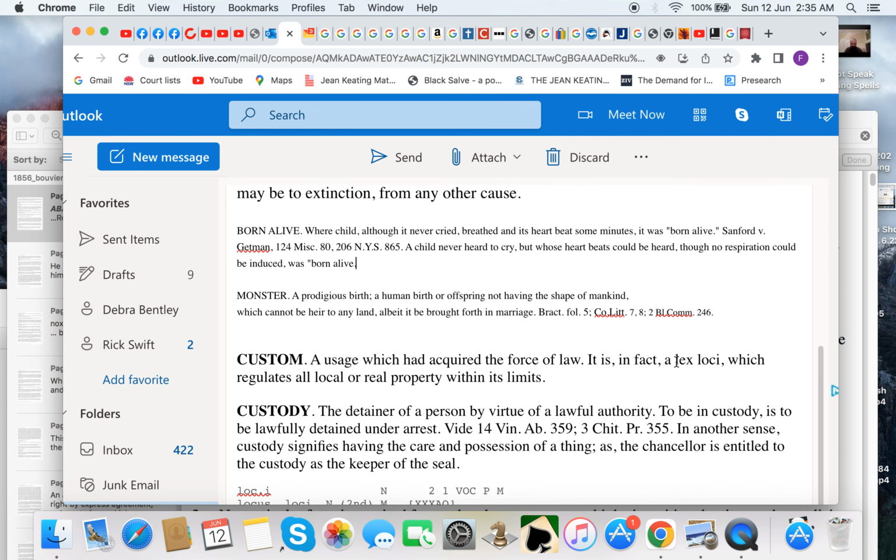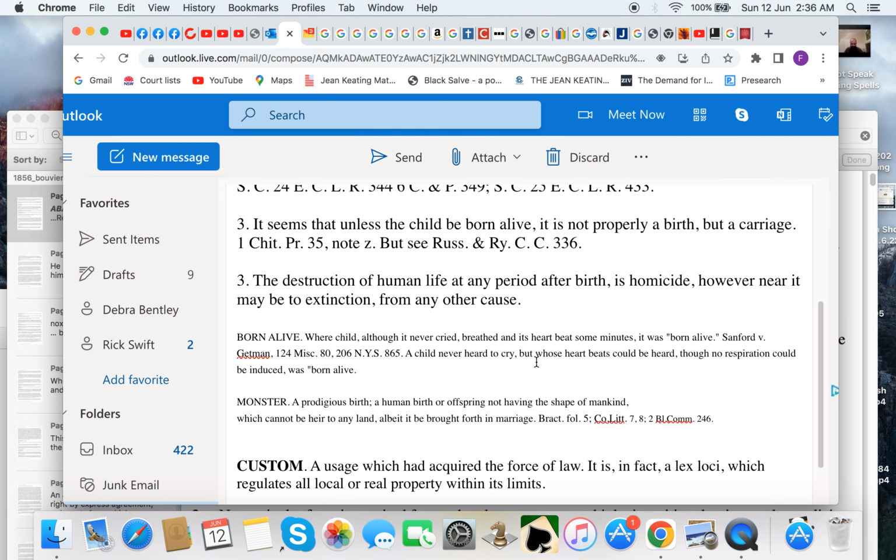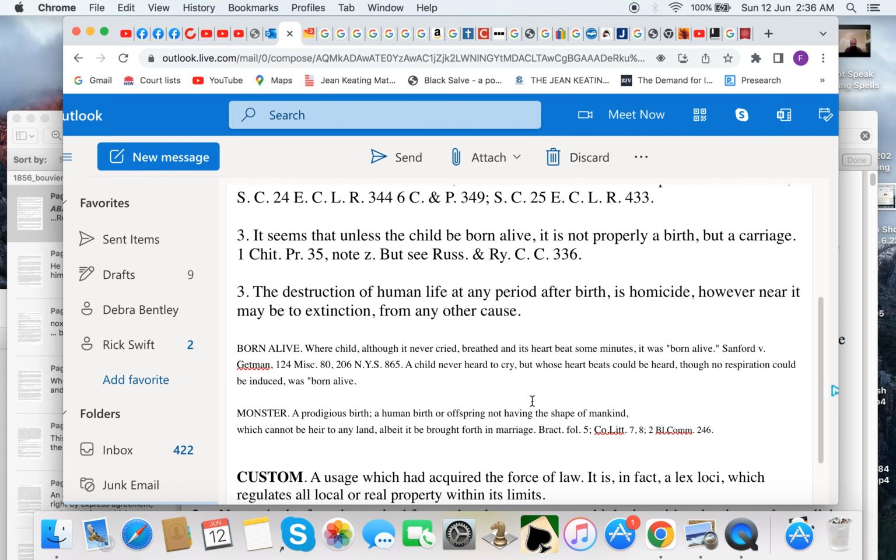So the state is a political subdivision. They're claiming jurisdiction over a geographical boundary, which is something completely separate. So the two entities are completely different. Geographical boundary and a political subdivision, or the government of New South Wales is a political subdivision, and then you have a geographical boundary. So lex loci, let's go to loci. And loci means a seat, rank, position, soldier's post, quarters, category. That's military. Okay, so the jurisdiction over the customary law over customs of a state is military.